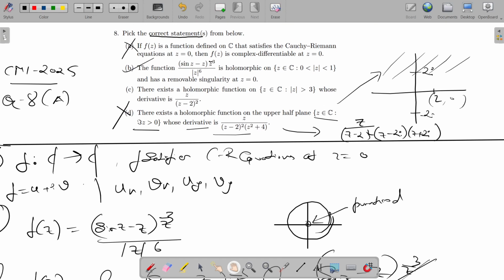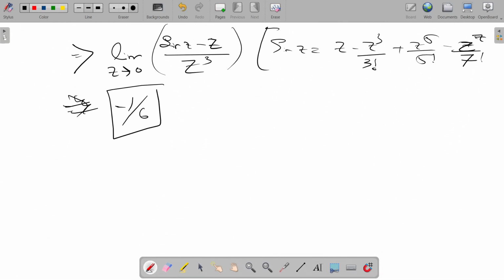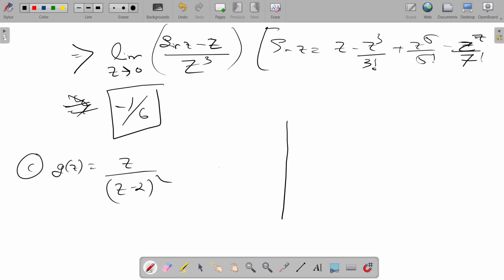Now what about C? They're saying that there exists a holomorphic function on mod z greater than 3 whose derivative is this same function, z by (z minus 2) whole square. Let me try to do option C. Let's write g(z) is given by z by (z minus 2) whole square. And this is 3, so this is all the rest of the space.